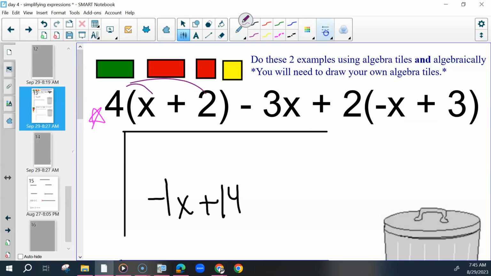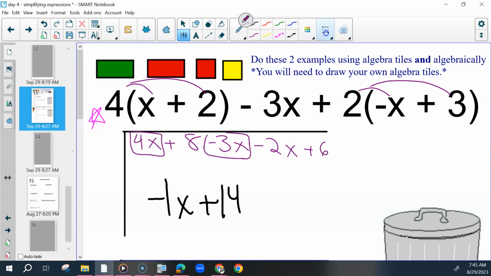So make sure you're distributing 8x, 4x, I jumped ahead of myself, plus 8. This one, I believe so, we're going to go back. Minus 3x, and then distribute this part, negative 2x plus 6. Then if we are combining our like terms, the 14 is right. 4 minus 3 is 1, 1 minus 2 is negative 1. So negative 1x plus 14 or negative x plus 14. Either of those should have been the answer.